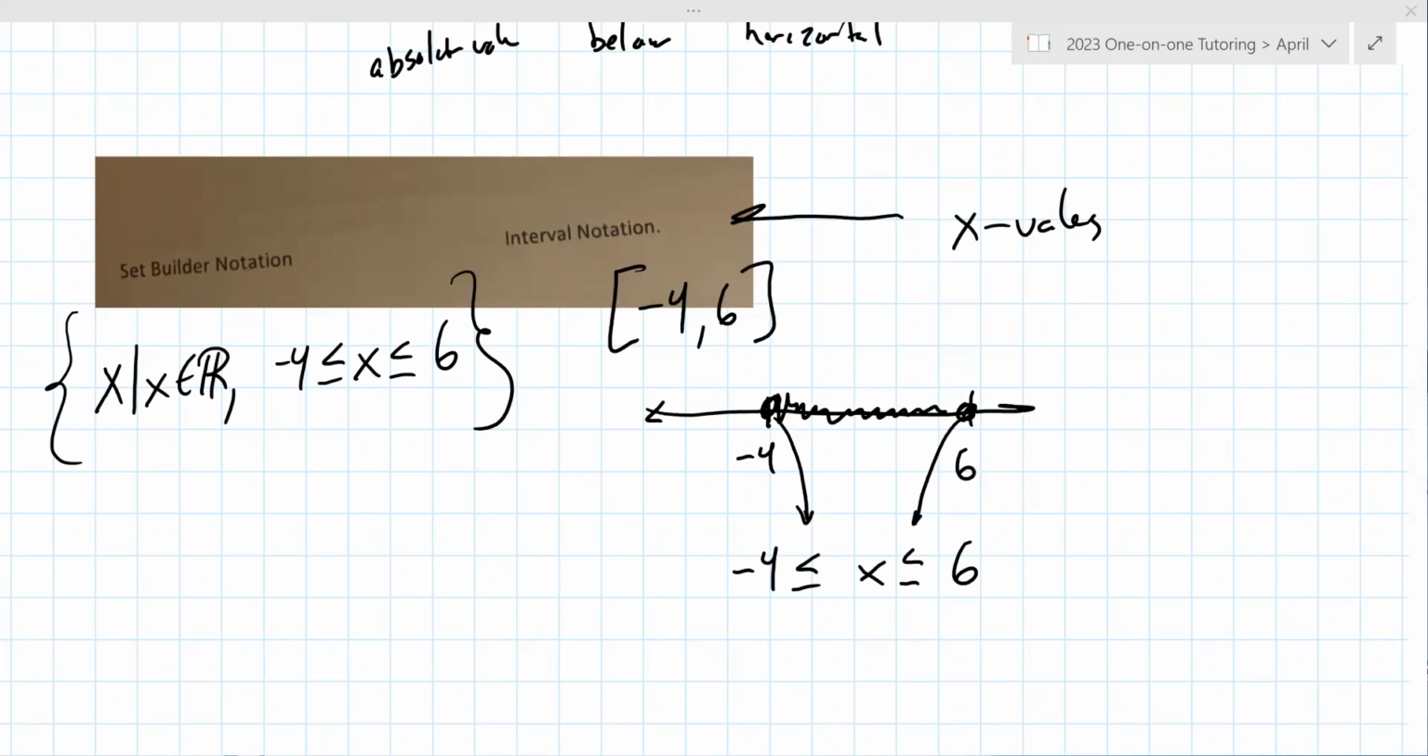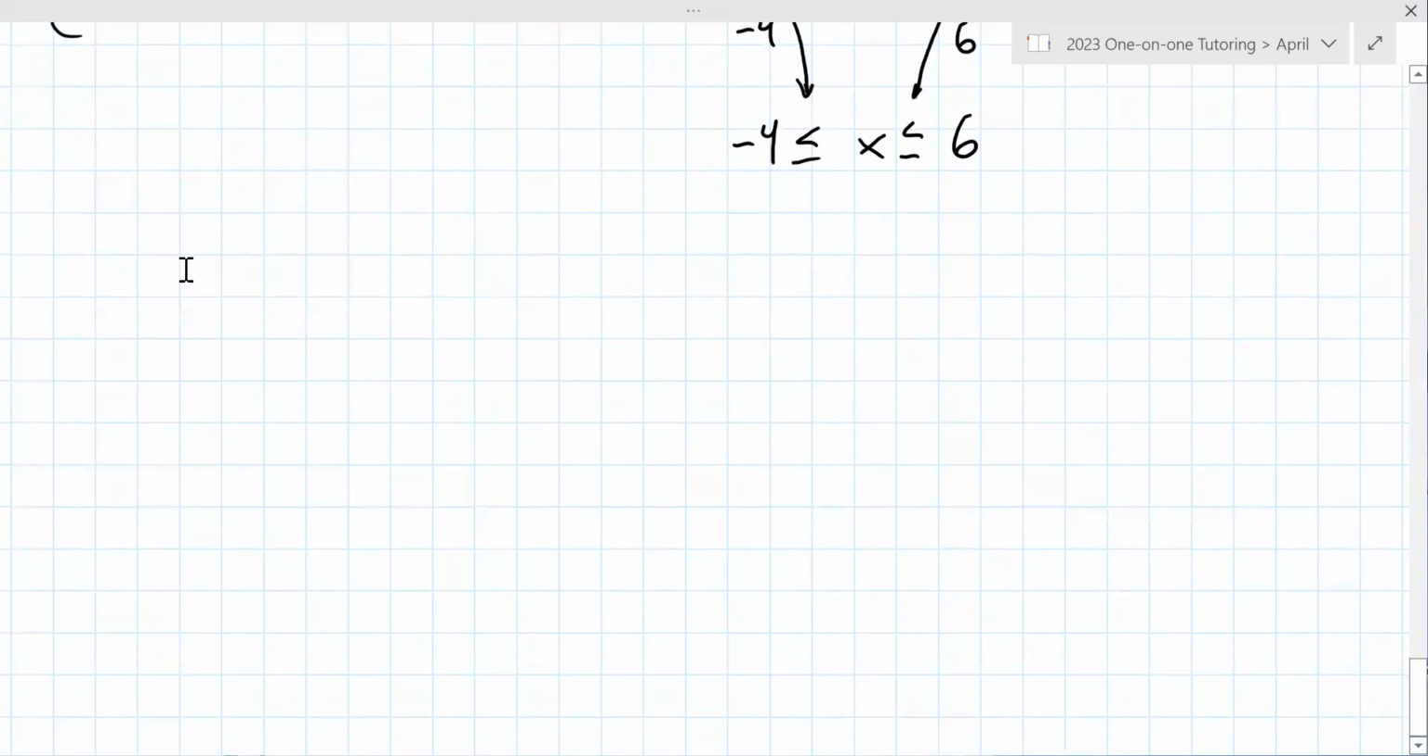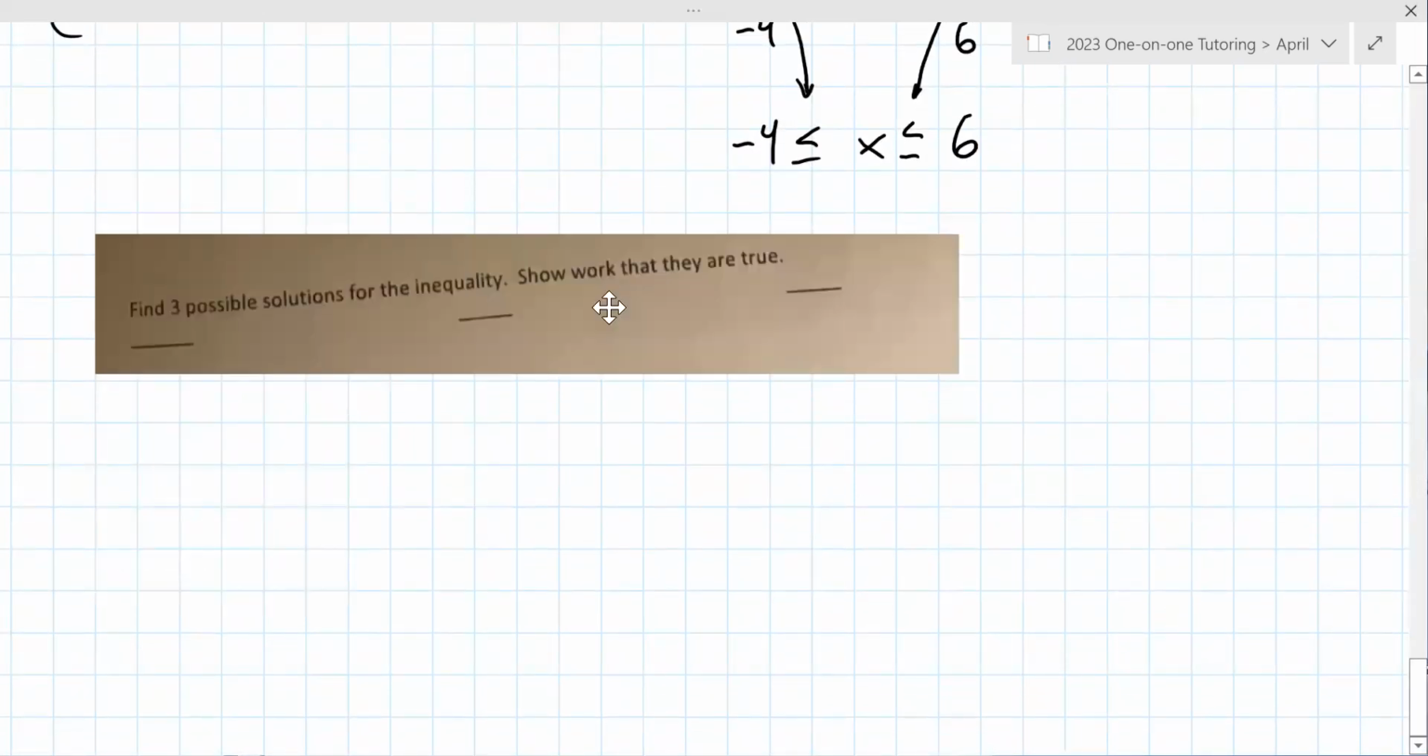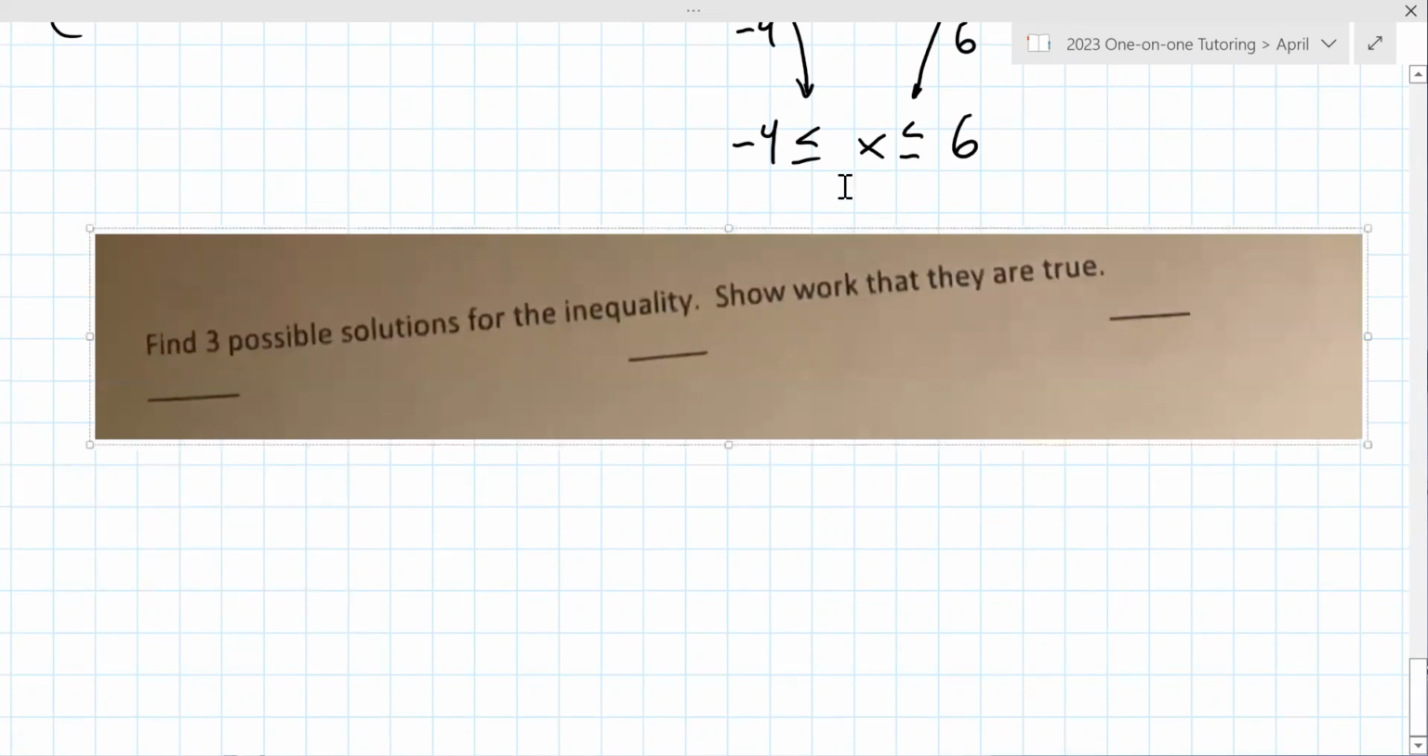All right, so now it says show 3 possible solutions to the inequality. Let me snip that in here. So you're looking for numbers between -4 and 6. Do you just pick one or pick 3? Do you want me to pick or do you want to pick? Could you pick? Okay, I'll pick one. I'll pick 0. Is 0 between -4 and 6? Yes. Okay, so that's all the criteria I'm using.